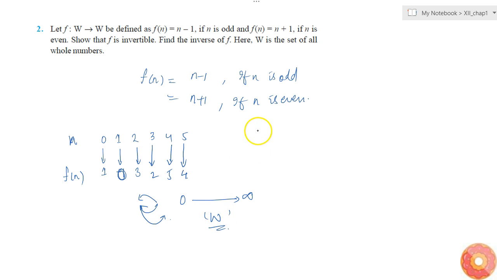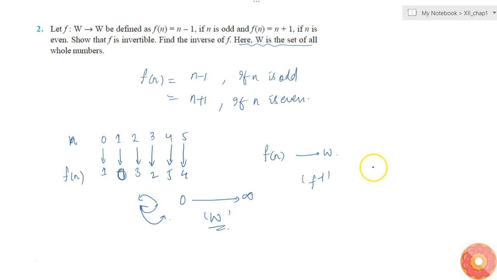So we just showed that f of n is spanning the whole numbers, but that's not the question asked here. Here we are asked whether f is invertible or not, and to find the inverse of f, that is f inverse. So how do we say whether the given function f is invertible or not?